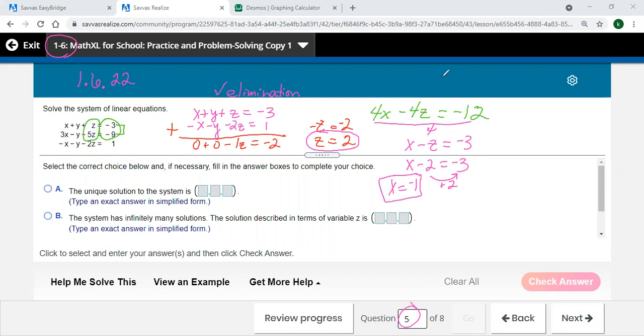All right, and then after we have those two, if we take any one of the equations, I'm going to take the top equation because it looks the simplest to me. I'll rewrite it over here. The top equation says x plus y plus z equals negative 3. At least that's what I see. I'm going to put in my negative 1 for the x. I don't know y yet, so I'll leave the y there. And then my z was 2 up here.